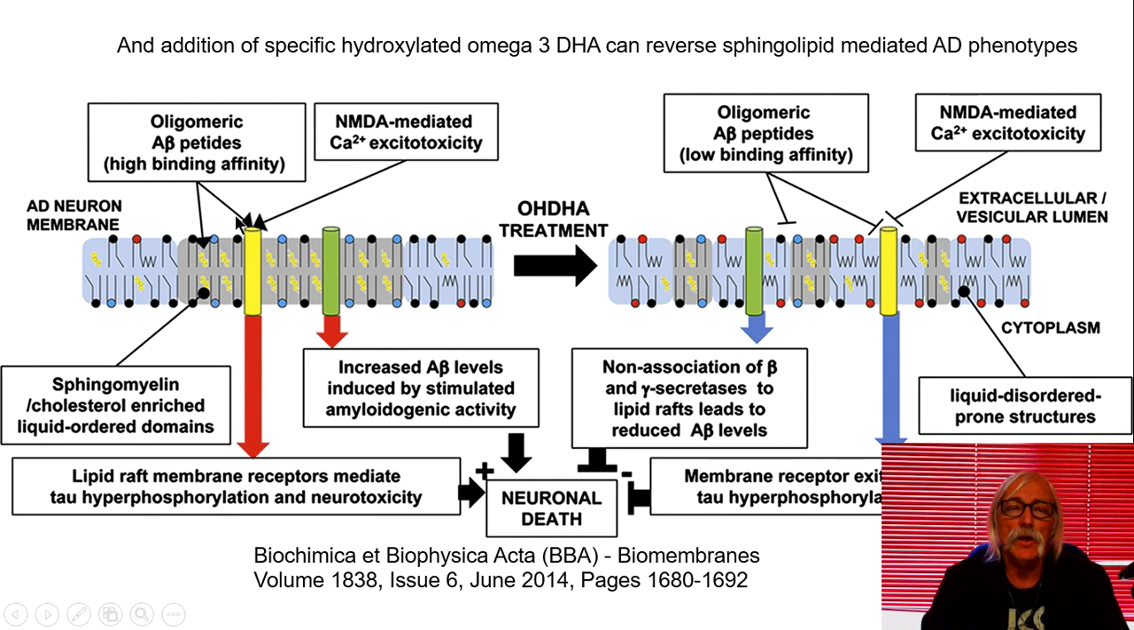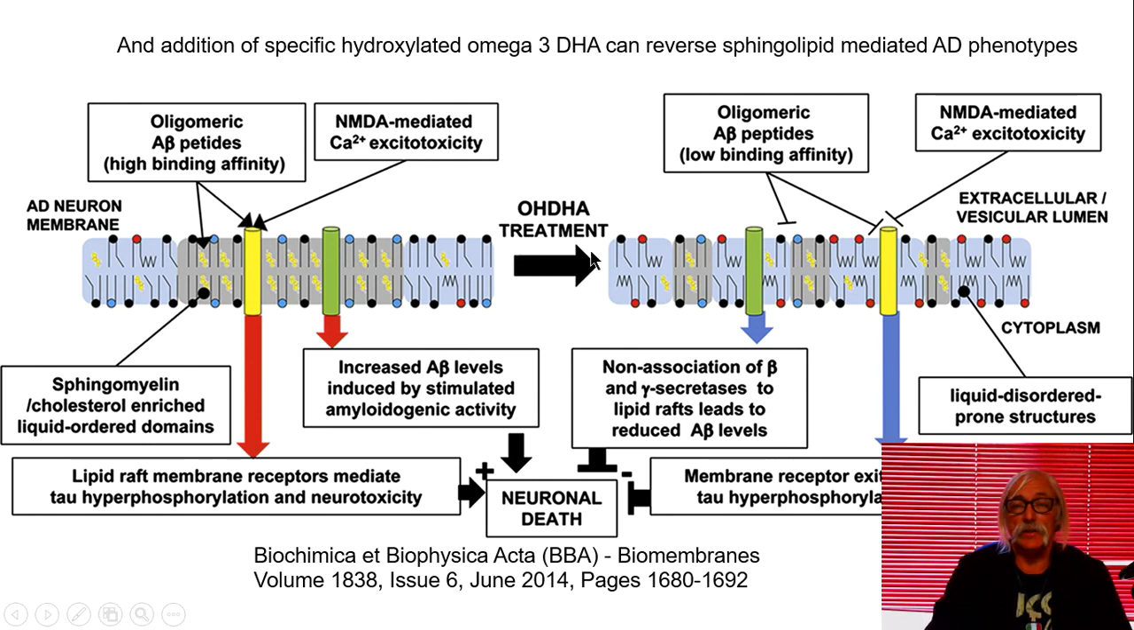So here you've got oligomeric A beta peptides, high affinity binding back to the membrane. This is an Alzheimer's disease neuronal membrane here. You get NMDA-mediated calcium excitotoxicity in these membranes. This increases the A beta levels induced by stimulating the amyloidogenic pathway. Sphingomyelin and cholesterol-enriched liquid ordered domains are involved in this process. Lipid raft membrane receptors mediate tau hyperphosphorylation, now from the A beta to the tau fibrillary tangles. That induces neurotoxicity and ultimately neuronal death. All of this then is what you don't want to have.